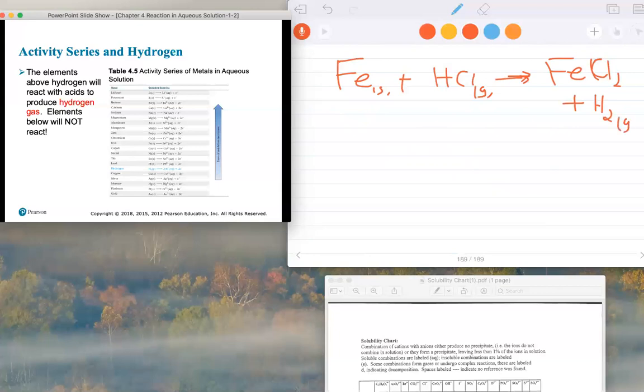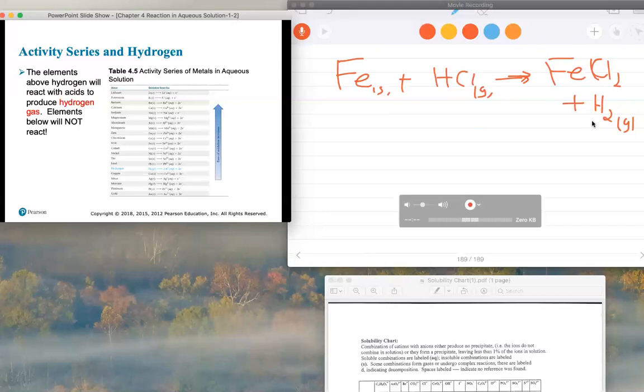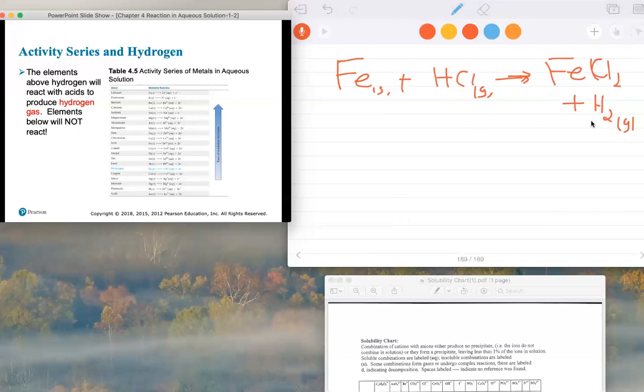Remember, it's not going to be hydrogen. A common mistake I see is students forgetting that it produces hydrogen gas. Don't assume it's just going to replace that. It produces hydrogen gas. This is chloride. So let's balance the equation. We need a 2 in front of that, and the equation is balanced. Hydrogen gas will be produced.